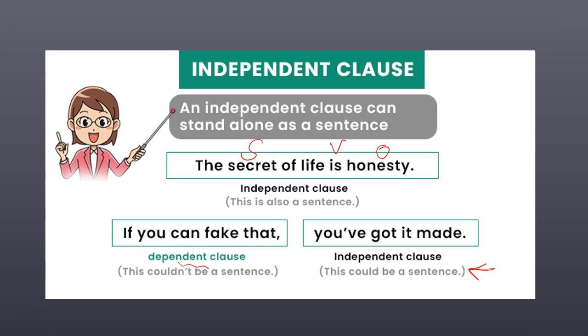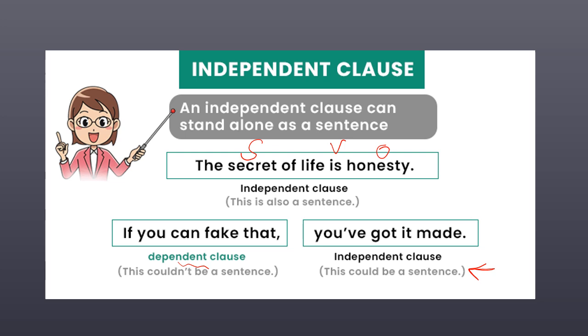Independent clause. An independent clause can stand alone as a sentence. It gives a complete meaning by itself. The secret of life is honesty. So as you see here, we have a subject, a verb, and an object. It gives meaning, so we call it independent.